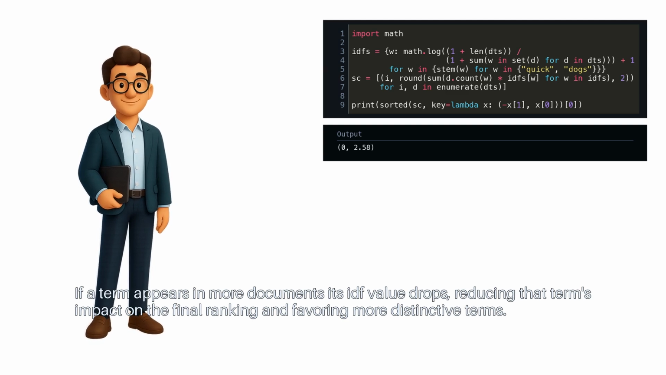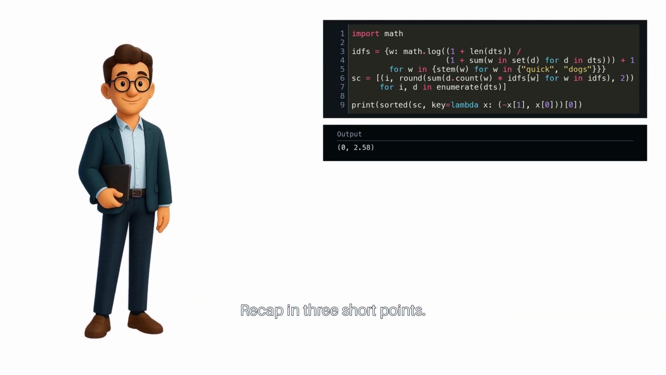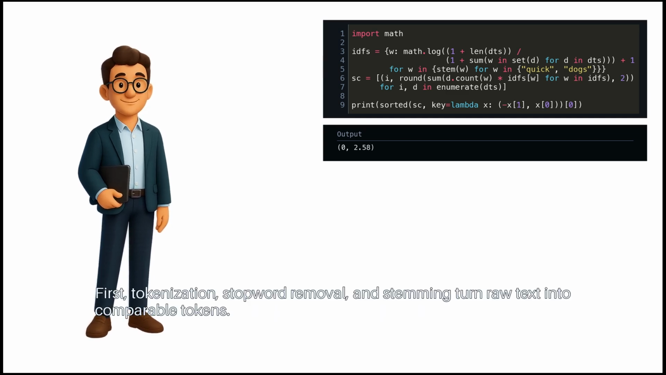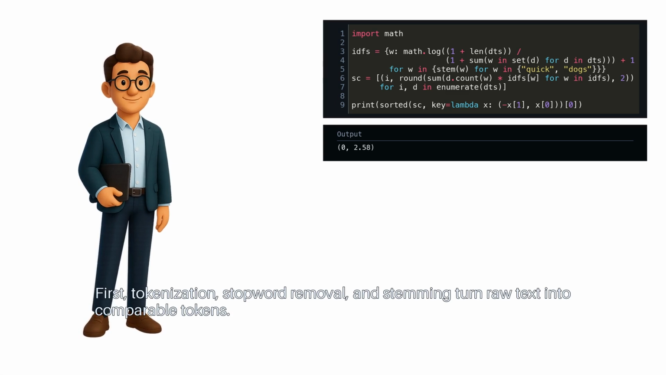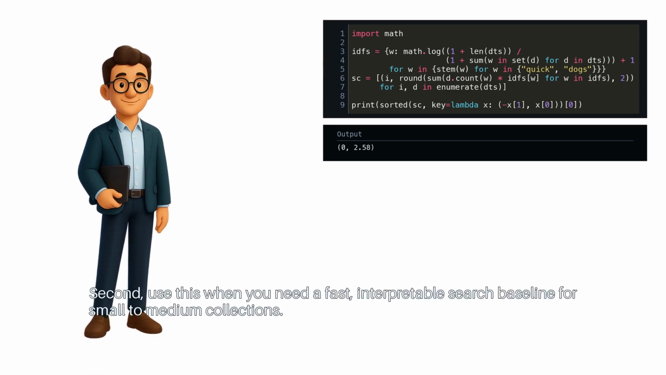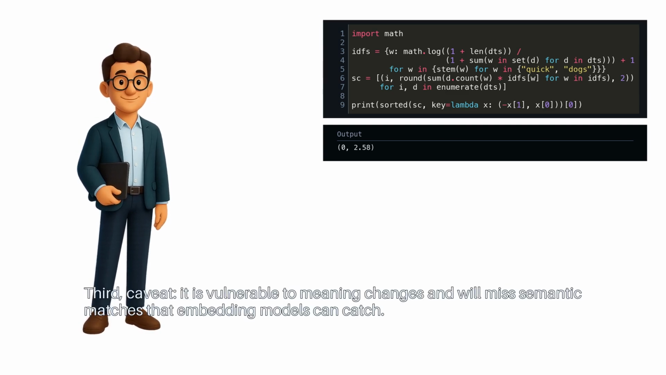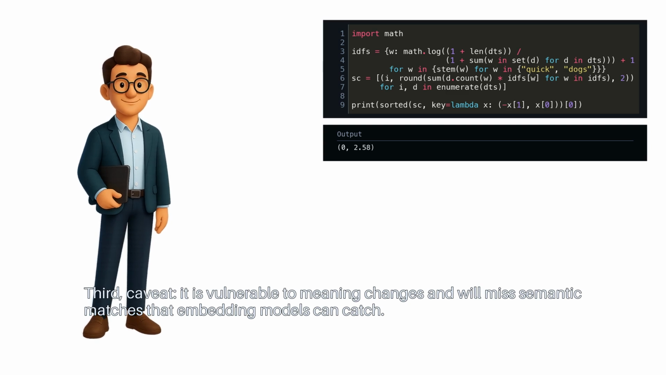Recap in 3 short points. First, tokenization, stopword removal, and stemming turn raw text into comparable tokens. Second, use this when you need a fast, interpretable search baseline for small to medium collections. Third, caveat. It is vulnerable to meaning changes and will miss semantic matches that embedding models can catch.